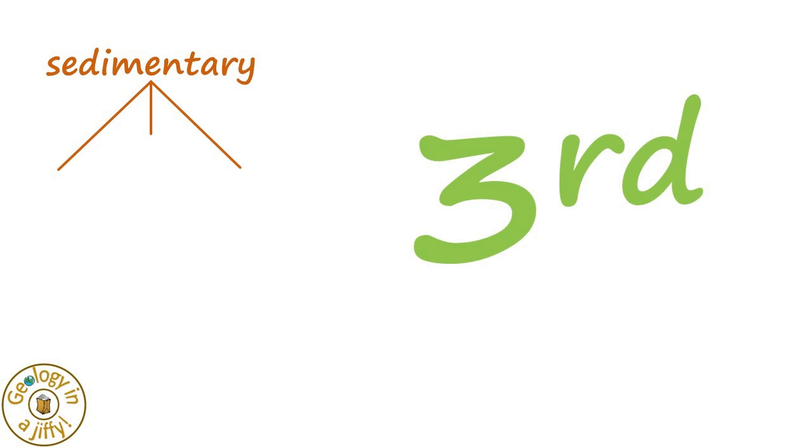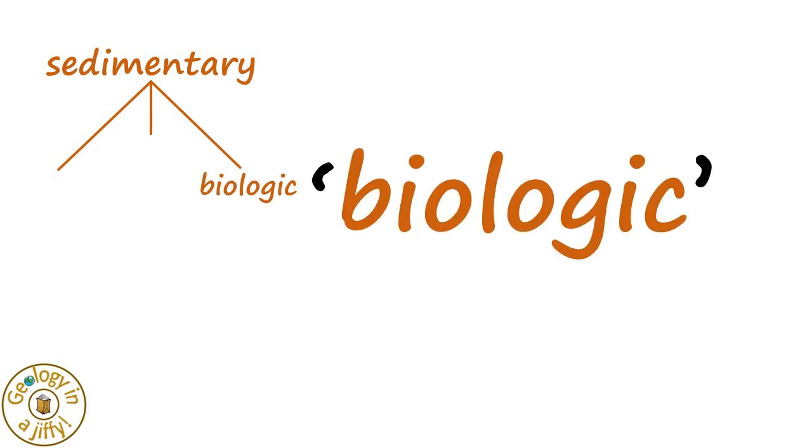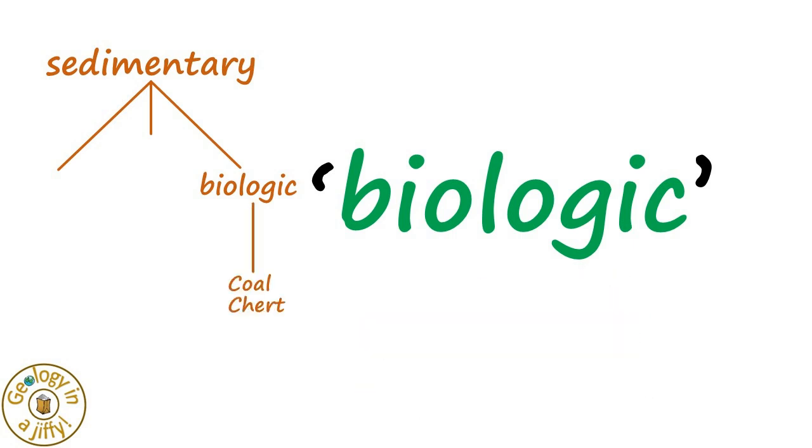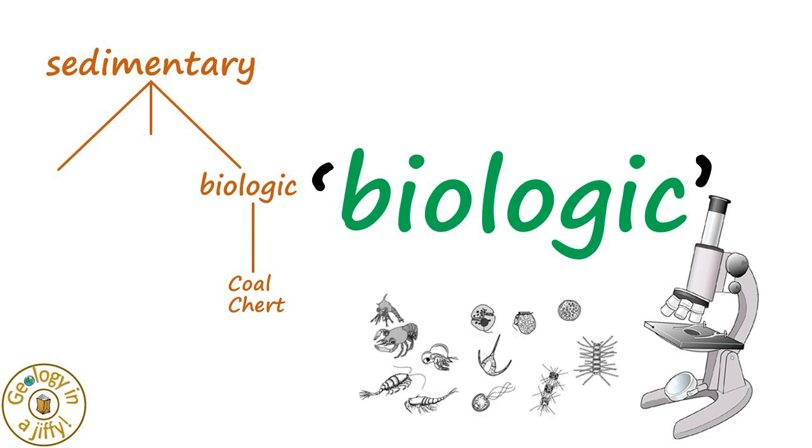The third category of sedimentary rocks are the biologic sedimentary rocks, formed from once-living organisms, such as ancient forests and plants making coal, and chert, formed from microscopic plankton that lived in ancient seas.